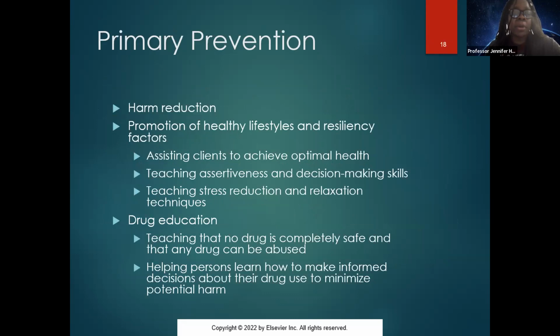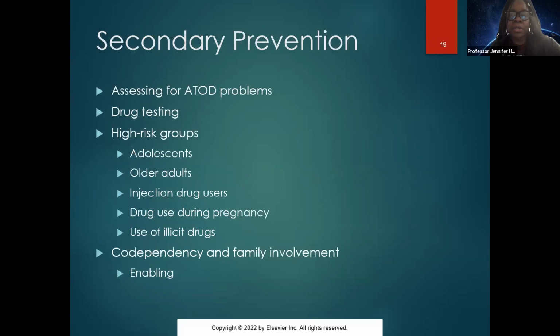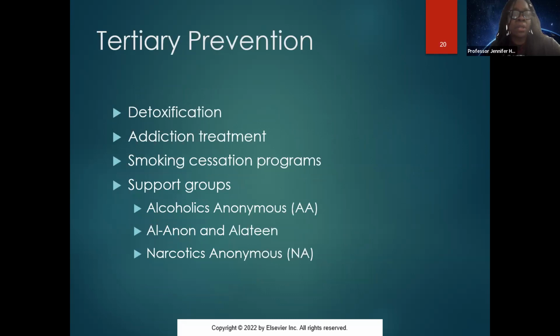And then also primary prevention, here we go again, harm reduction. Number one, promote healthy lifestyles and resilience. Teaching assertiveness and decision-making skills, teaching stress reduction and relaxation techniques, all other things to help you cope. Primary prevention is education. Secondary is drug testing, screening, looking at your high-risk groups, assessing for ATOD problems. Tertiary, they have an issue.